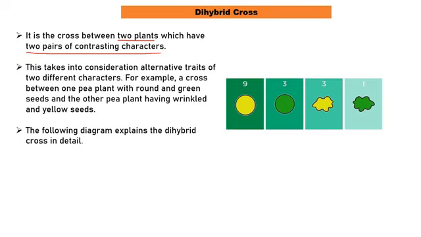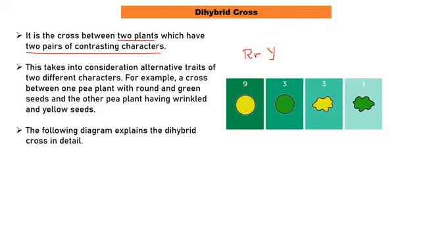But over here, we are going to take two pairs of contrasting characters. The two pairs of contrasting characters that we are going to take here are round, which is represented by the capital R. And why is it represented by capital R? Because round is a dominant character. And yellow, which is represented by the capital Y. Capital Y means yellow is a dominant character. So round and yellow too are the dominant characters, right? And green is a recessive character which is represented by small y.